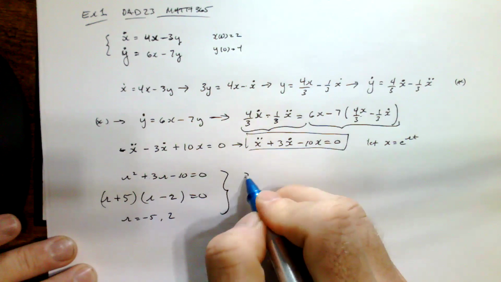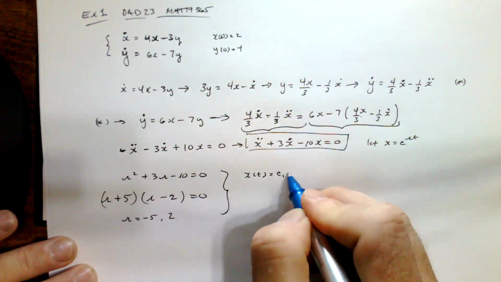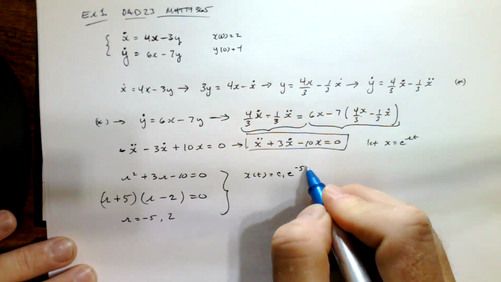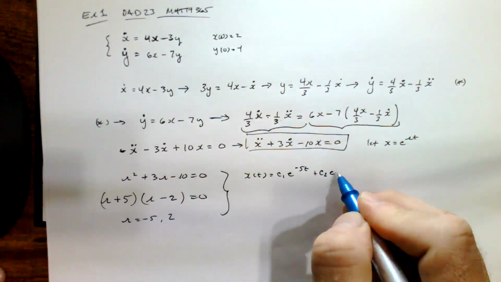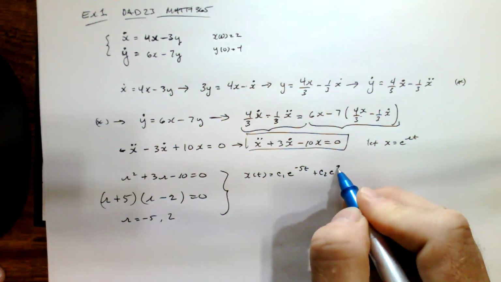So this together tells me that x of t is equal to c1 e to the minus 5t plus c2 e to the 2t.